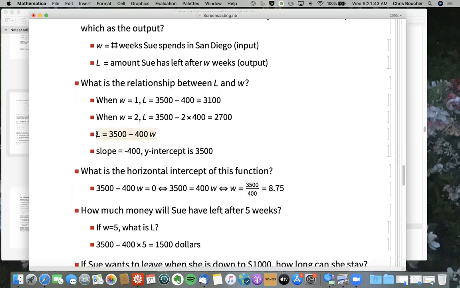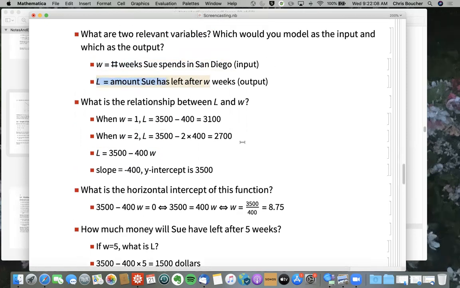Well, if we're just given a formula like this, and let's say we had no meaning for L and W, as if the exercise just wrote down, consider the linear function L equals 3,500 minus 400W. Well, the domain of a linear function is all real numbers, but this is not a context-free situation. These variables have meaning. W is a number of weeks, L is an amount that she has left. So there are some values that don't make any sense for the variables.